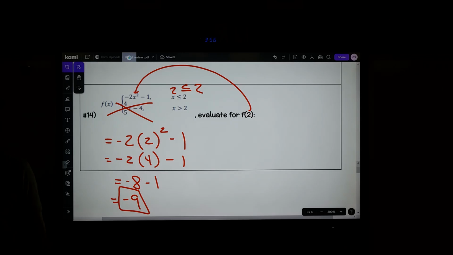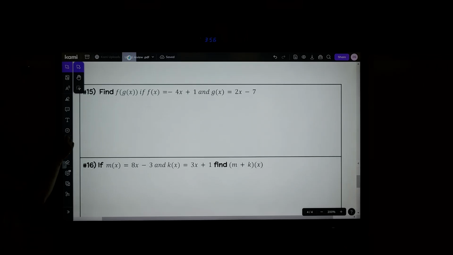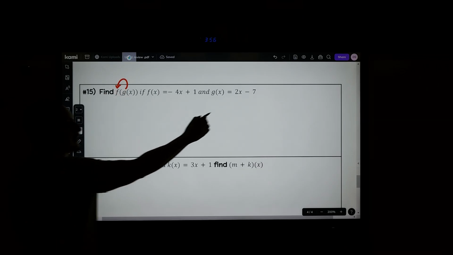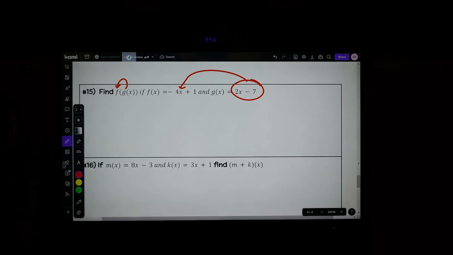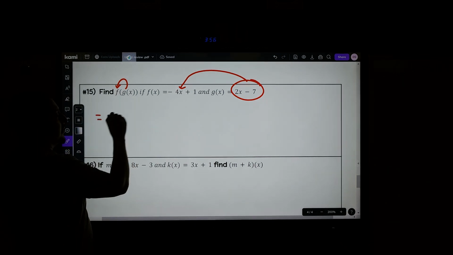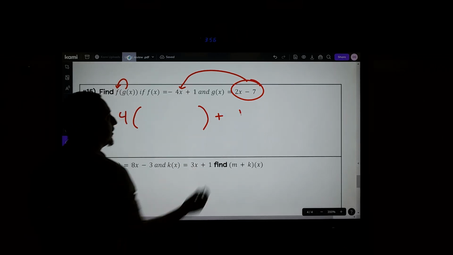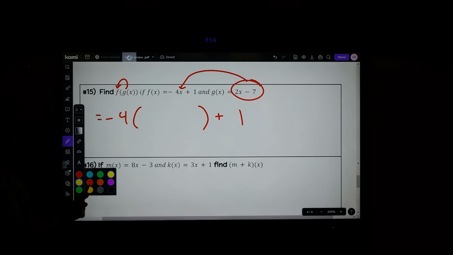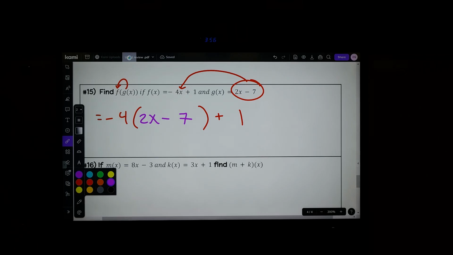Any question? Okay. All right, here, who's the baby, G or F? G. Okay, so G is going to go inside F. So this will go inside here. Okay, so here's how it looks. -4 times something plus 1. That's the mom, that's F. So I put G inside there. G is 2x minus 7.